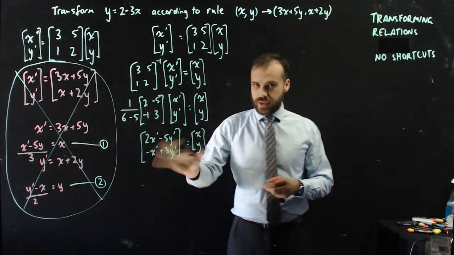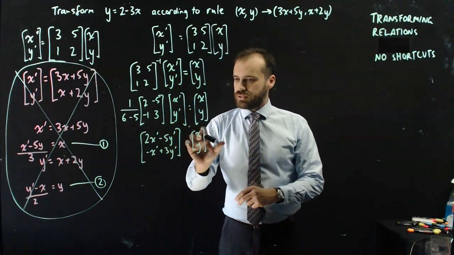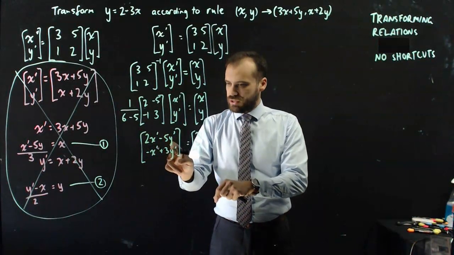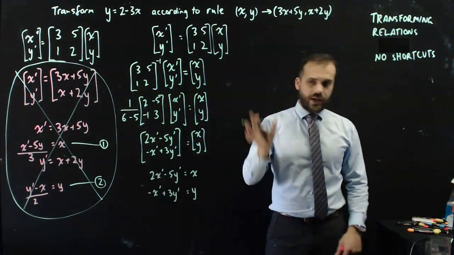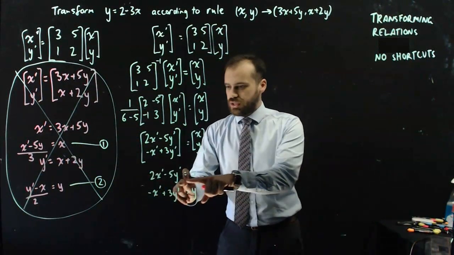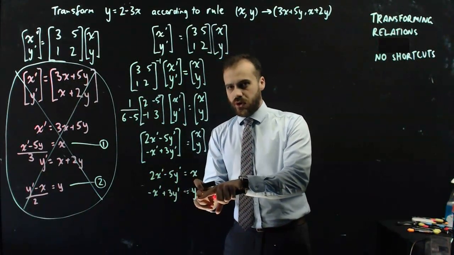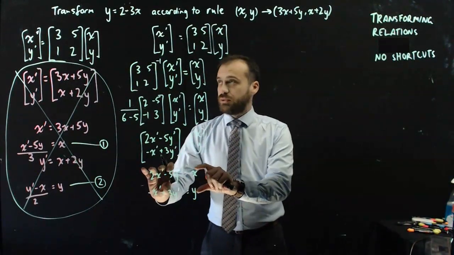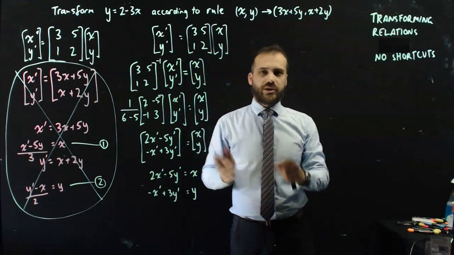Now when I multiply those matrices together, I get this. 2x image minus 5y image equals x, and negative x image plus 3y image equals y. I'm just going to write those down as actual equations. And now I have what this failed to do. I have x and y as equations fully in terms of images, image of x and image of y. Now I can take those two equations and sub them into my original equation, y equals 2 minus 3x.